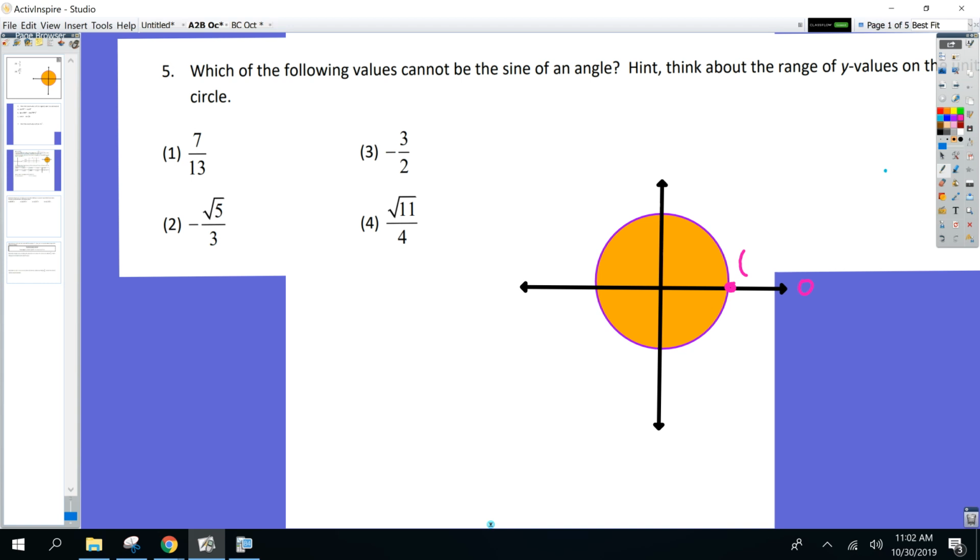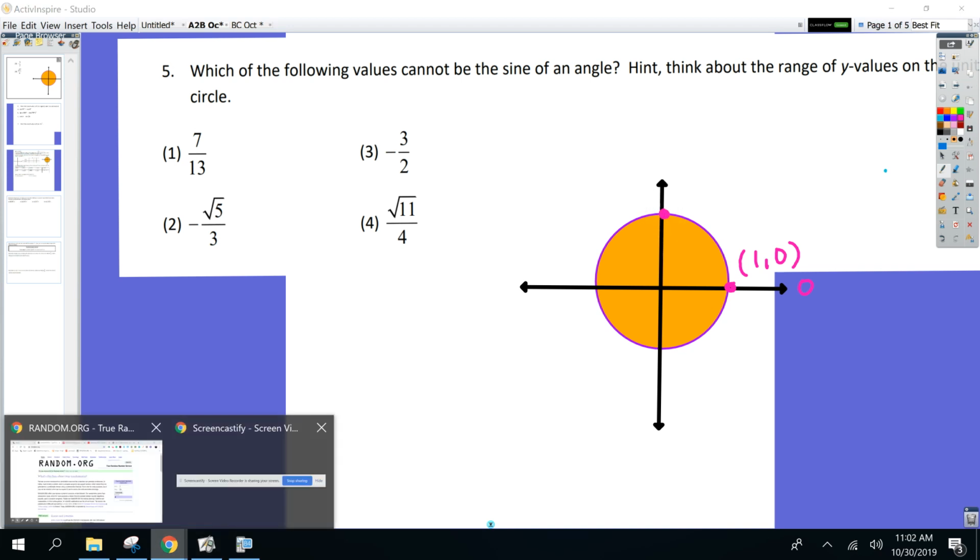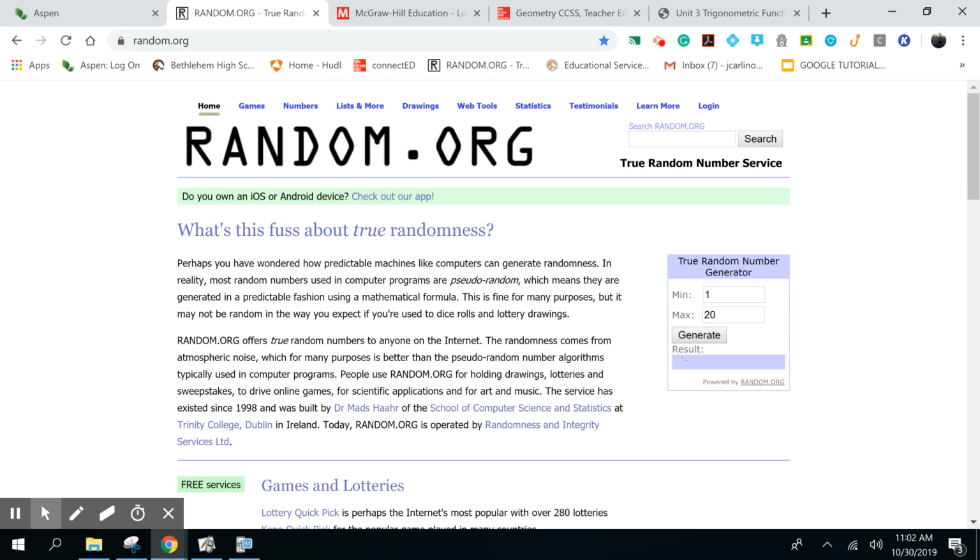Well, you weren't here, Maddie. 1, 0. Okay, 1, 0. Let's keep going around. What is it at 90 degrees? What is that coordinate on the unit circle at 90 degrees?